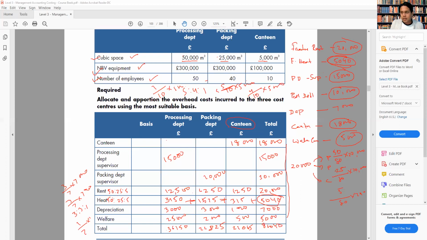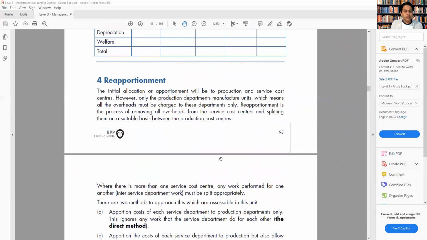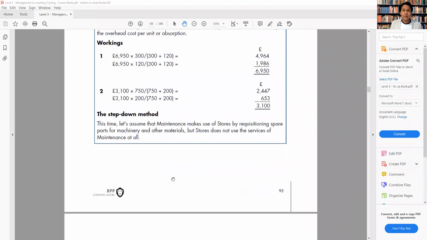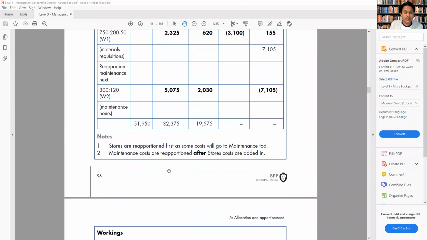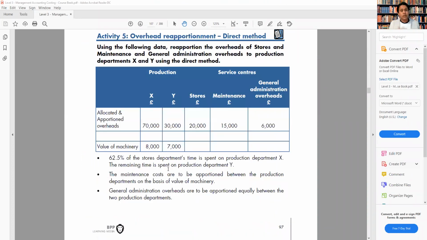All right, so let's move on to our next question. The next question we have is a reapportionment. Let's have a look. How can we do the reapportionment? Now, reapportionment has two methods. There are so many examples. Make sure you read all of this. I'll explain a little bit about reapportionment. One is the direct method, one is the indirect method. Try to understand the difference between the direct method and the indirect method.